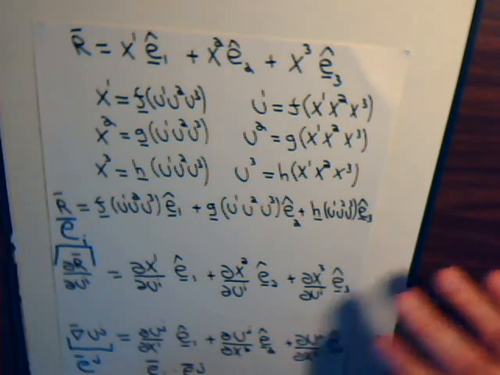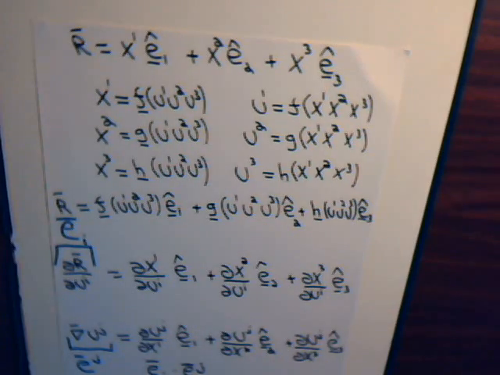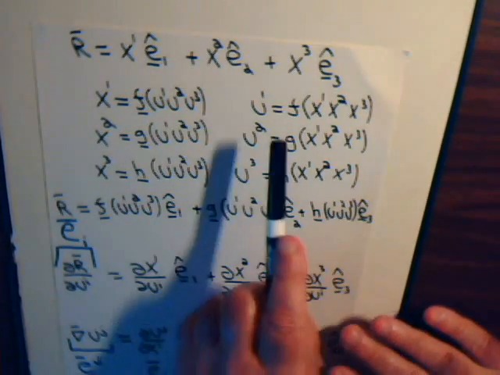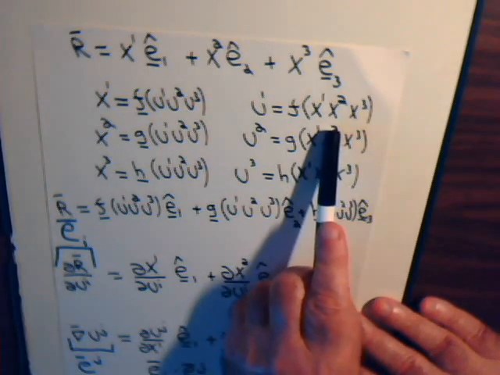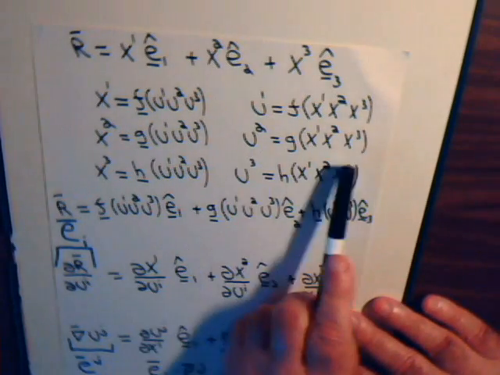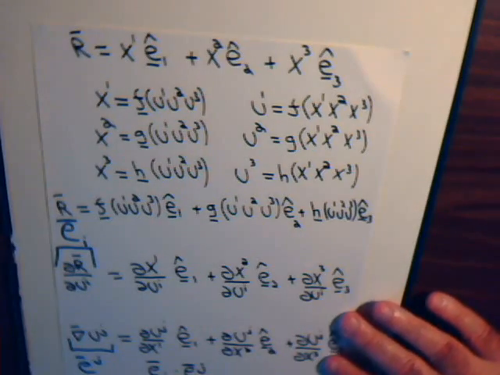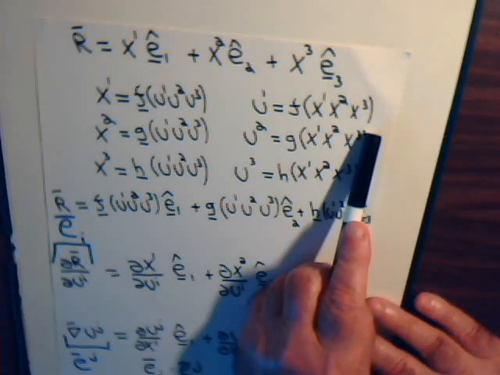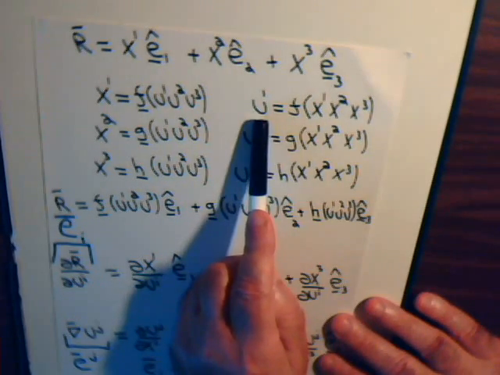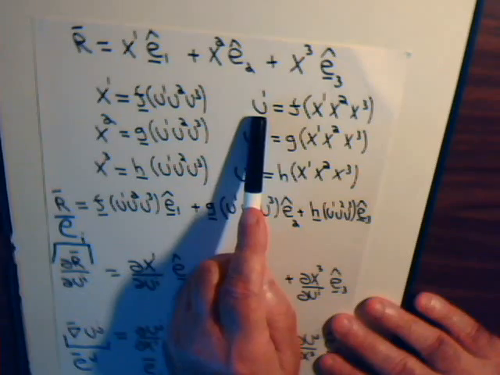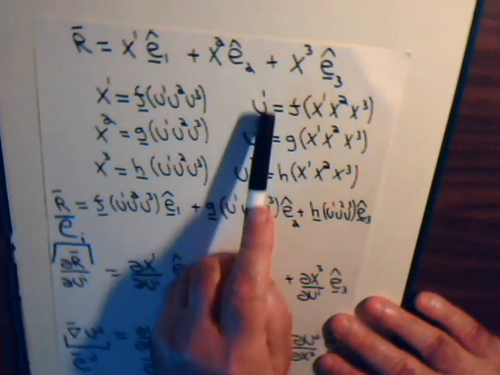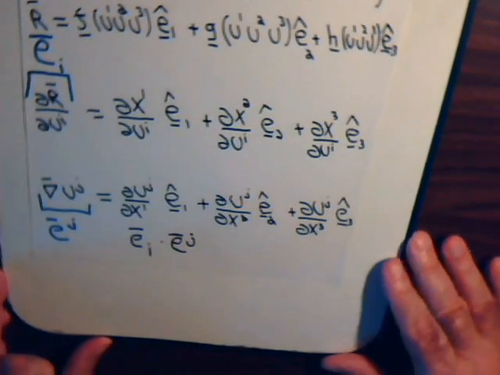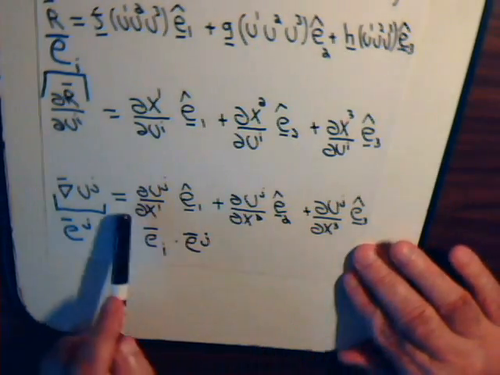So here we are taking the exact same concept, only generalizing it to our system. We're saying we know that u1 is some function of x1, x2, and x3. Same thing for u2, same thing for u3. So I can certainly take the partial of this with respect to x1, the partial of this with respect to x2, and the partial of this with respect to x3. I can do that for any one of these. And that is what this expression here is about.